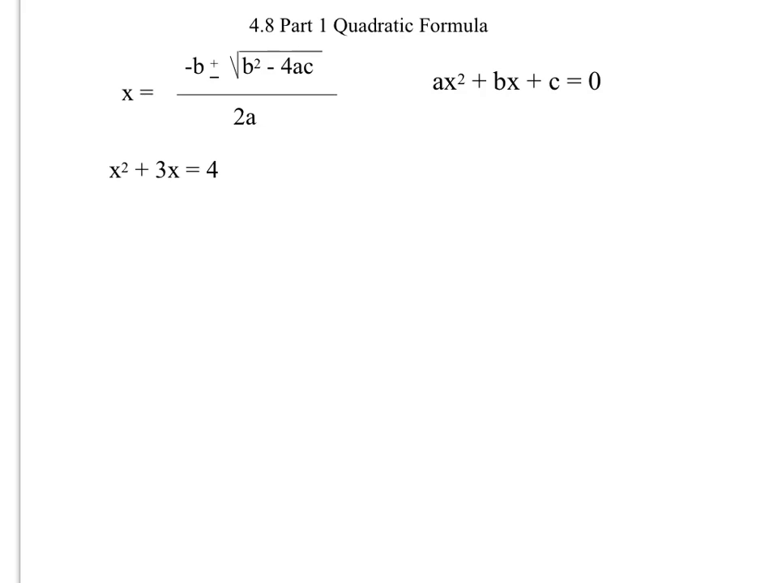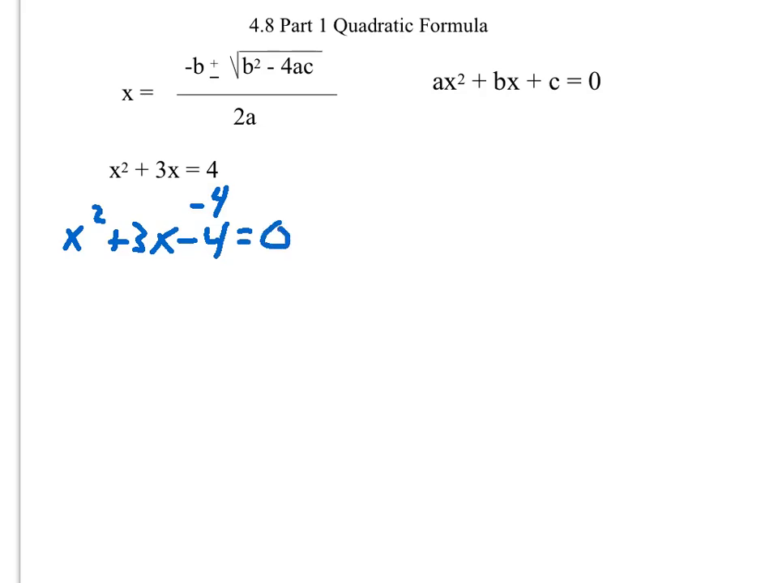So an example of how this works, we'll start out right here, x squared plus 3x equals 4. Now, we need to make sure that we set it equal to 0 first. So we just go ahead and subtract this 4 over to the other side. So we'd have x squared plus 3x minus 4 equals 0.